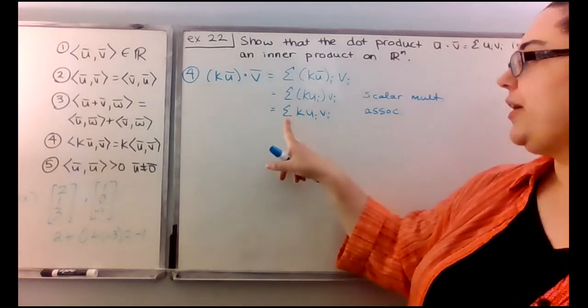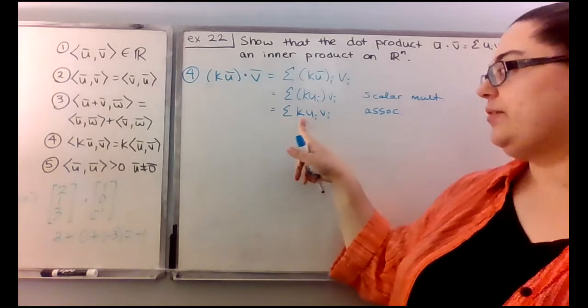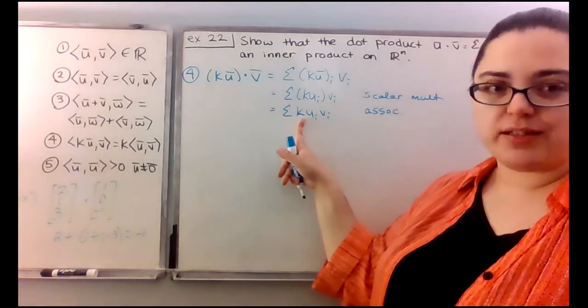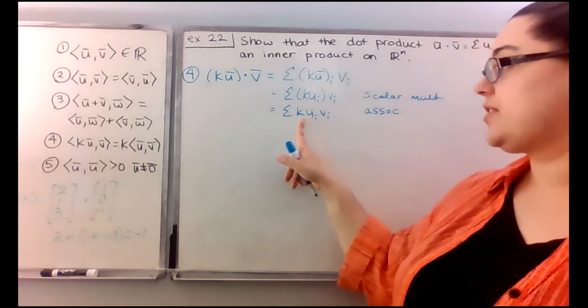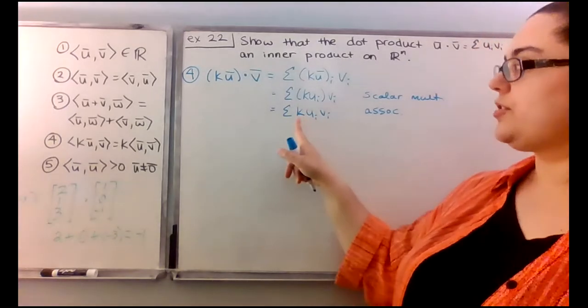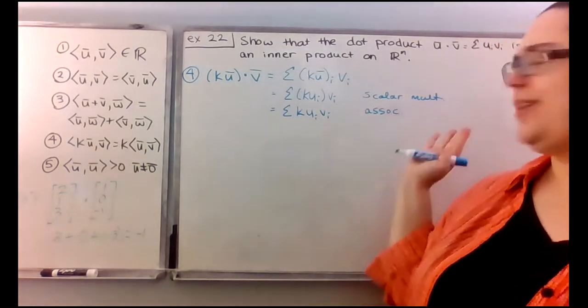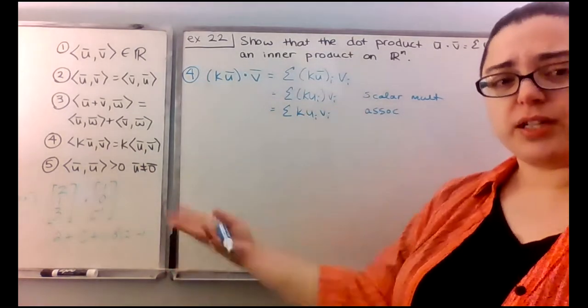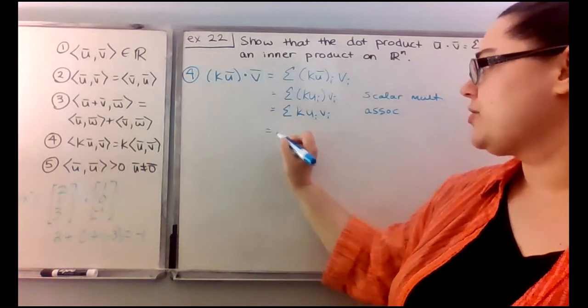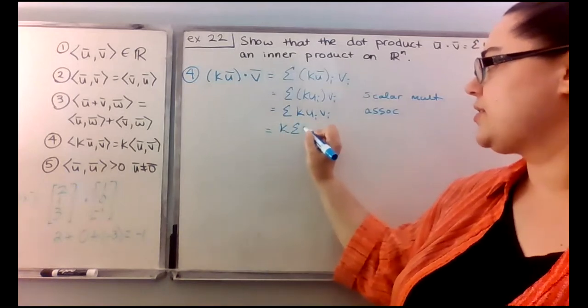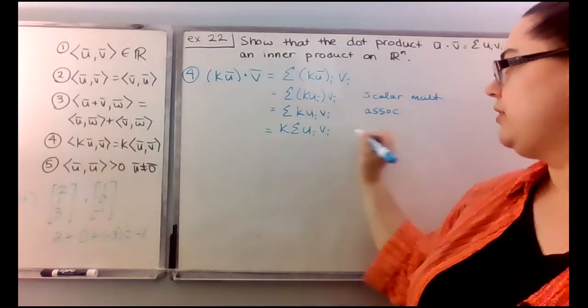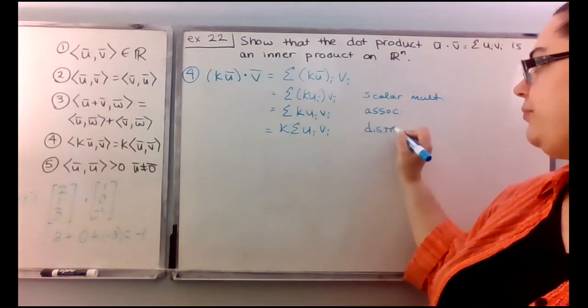Now, we're summing over i, but k doesn't depend on i. k is going to be the same value each time. So this is like 3 times a thing plus 3 times another thing plus 3 times another thing, etc. So we can factor 3 out of that whole summation because of distribution. So this is going to be k times the sum of u_i v_i because of the distributive property.